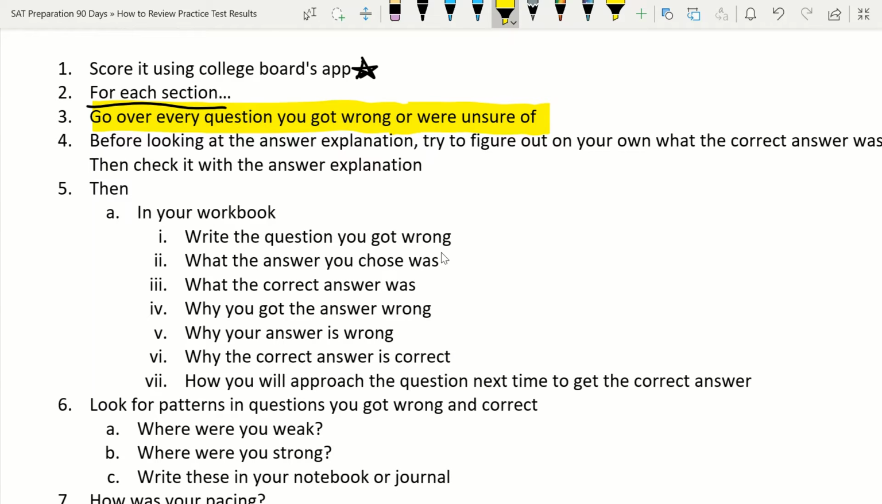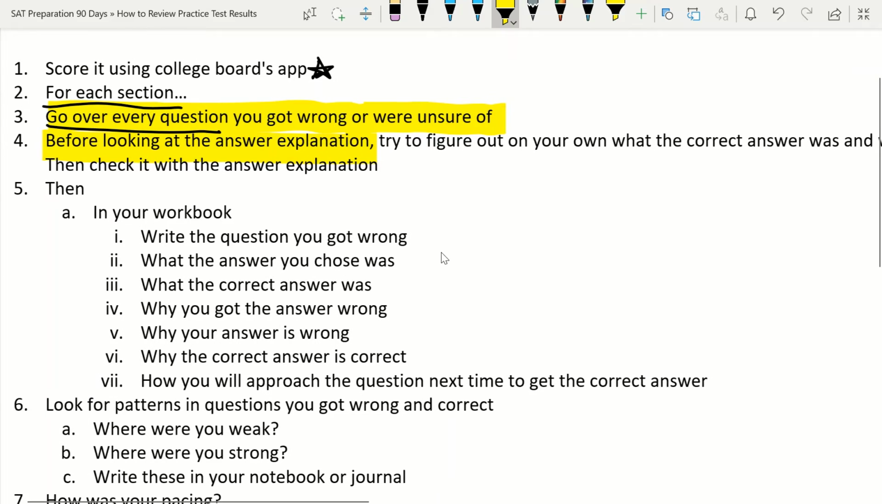So what does that mean? What does it mean to go over each question? Well, if you got a question wrong, what you're going to do first is, before you look at the correct answer or the correct answer explanation, you're going to see you got it wrong, because I believe that it puts a little X by that question for you instead of just giving you the right answer. So if you see you have an X, so you got one wrong, what you're going to do is you're going to try to figure out on your own what that correct answer was and why that correct answer is correct.